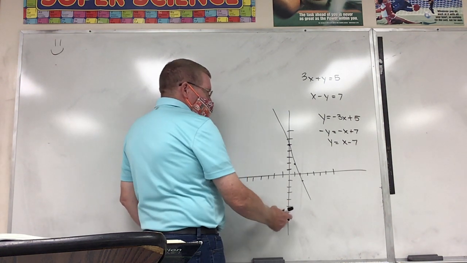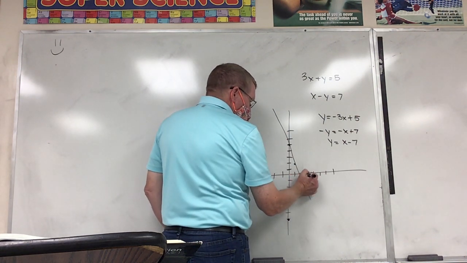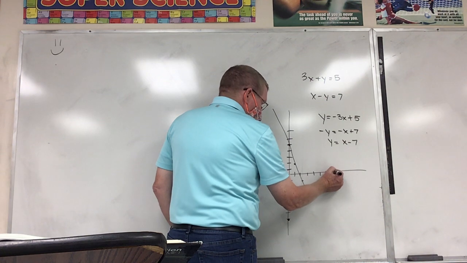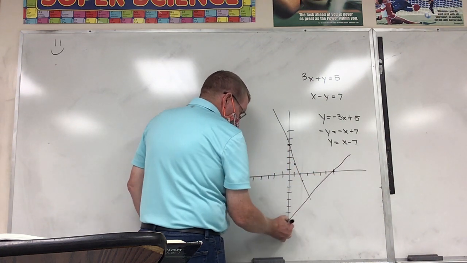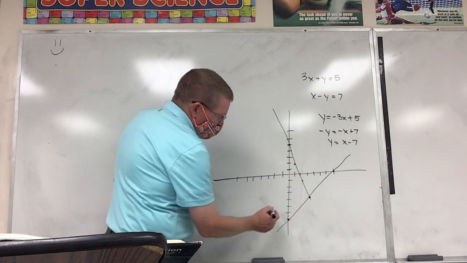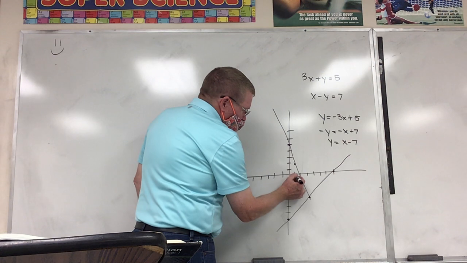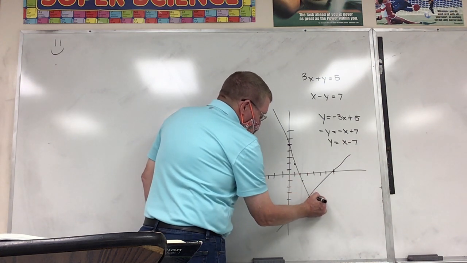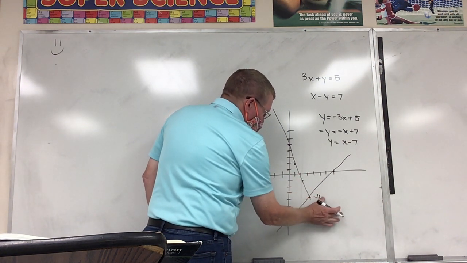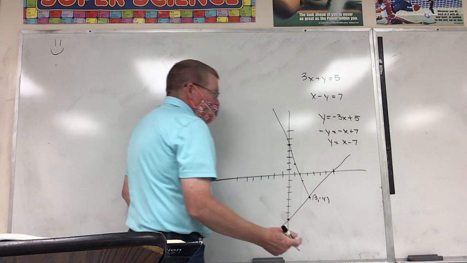For the other, start at -7. My slope is 1, so I come up 1 and across 1; up 7 and across 7, there's my line there. So there's my point. When I look at this, it looks like (3, -4). That's what it looks like.